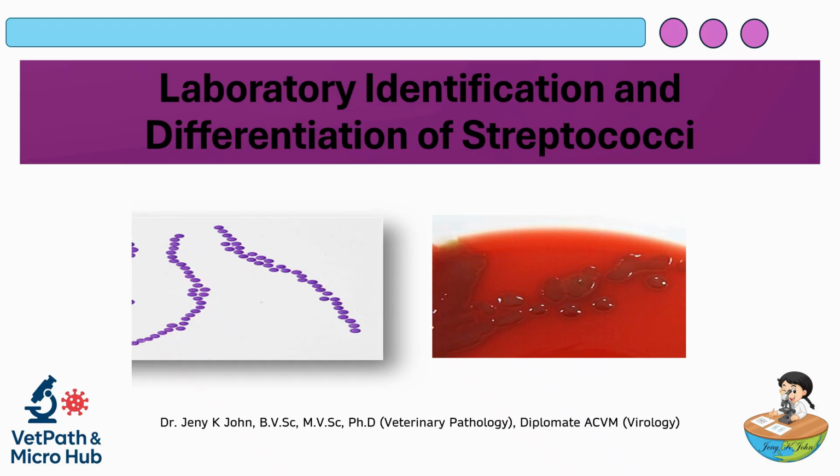In this video, we will explore the key methods used to identify and differentiate streptococci in a laboratory. We will look at direct microscopy, culture characteristics, hemolysis pattern, Lancefield grouping, and important biochemical tests. By the end of this video, you will understand how microbiologists distinguish different streptococcal species and how these techniques help in the diagnosis of infectious diseases in veterinary medicine.